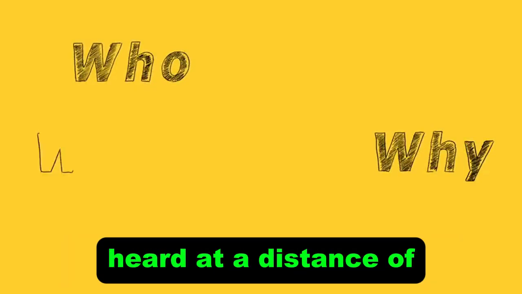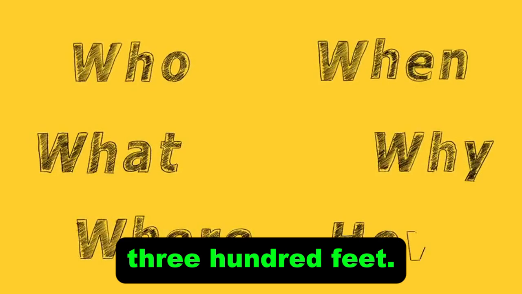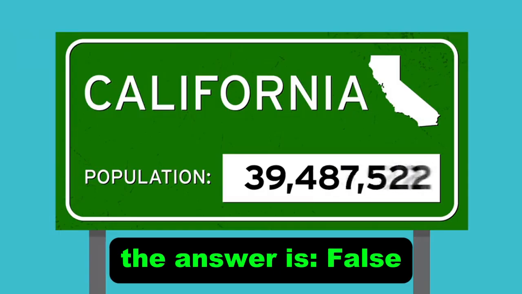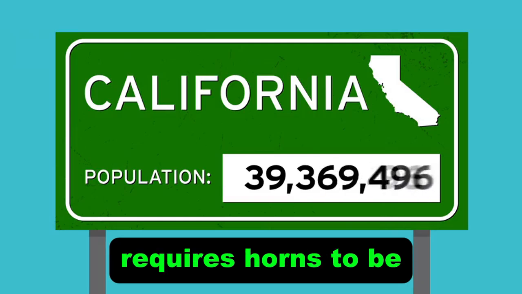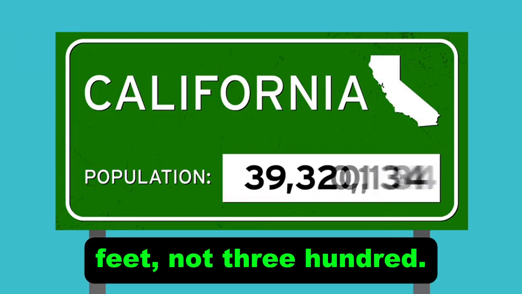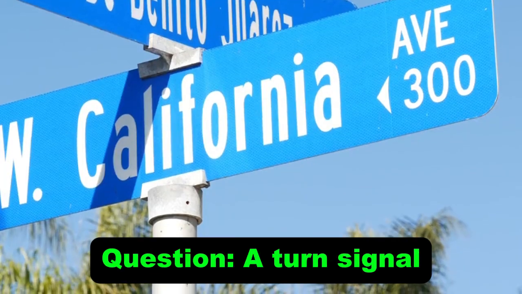Question: the horn must be heard at a distance of 300 feet. Options: true, false. And the answer is false. Reason: California requires horns to be audible at 200 feet, not 300.